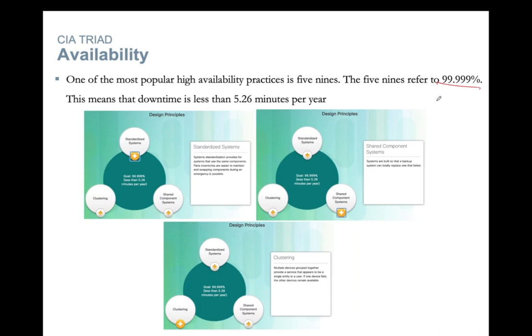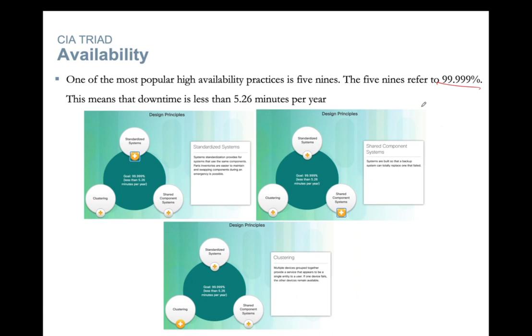The first one is standardization. System standardization provides for systems that use the same components. Another one is shared component systems. And the third one is clustering. The goal of five nines is less than 5.26 minutes per year that the system goes down. That's the meaning of this, right?